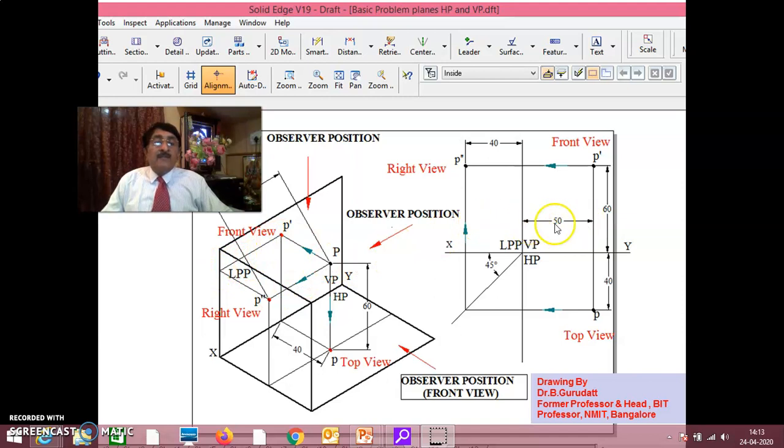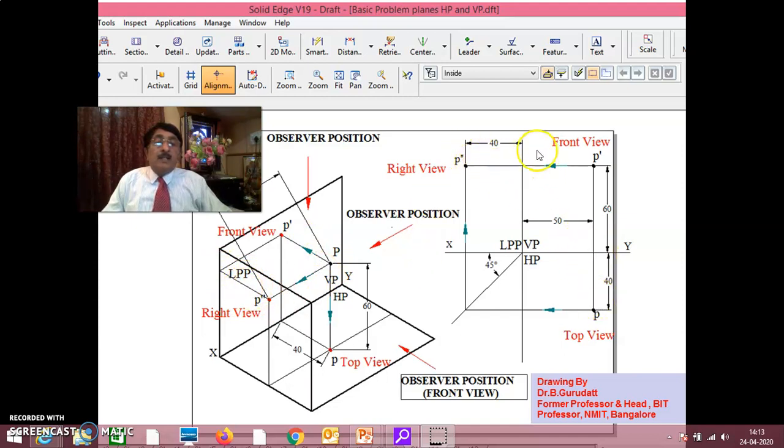In that way, you take 50 here, P dash P, and to get the side view, you blindly dash against the 45-degree line, what I have told you in the last session. You dash against this 45-degree line and project it here, and you are getting P double dash. This distance is 40, which is the distance in front of VP. The distance in front of VP is actually projected here.